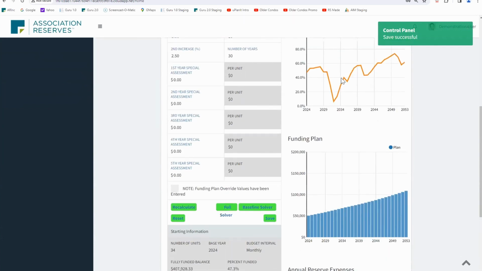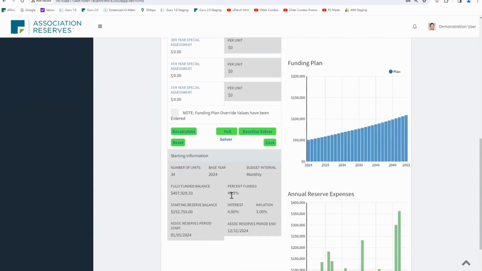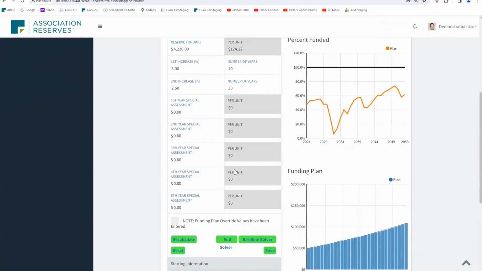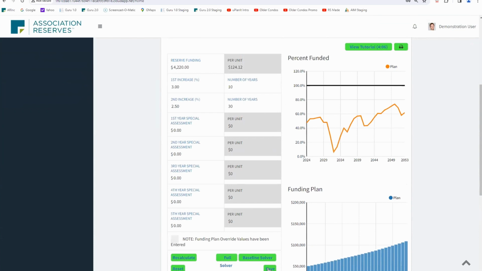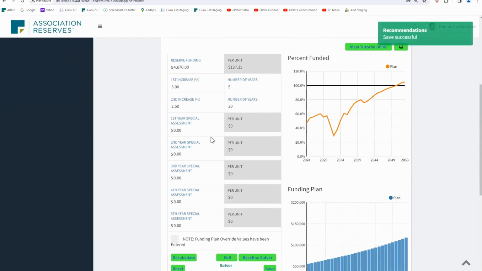Ooh, yeah, they get a little dangerous. They are 47% funded, so they're in that middle range here. And that future looks so rosy at 4220. Now it doesn't look so rosy to fully fund. It's going to be about 4670. Yeah, so just a bunch of trade-offs here.